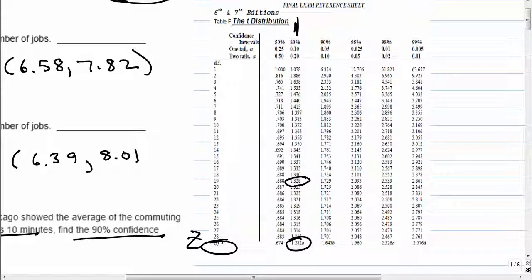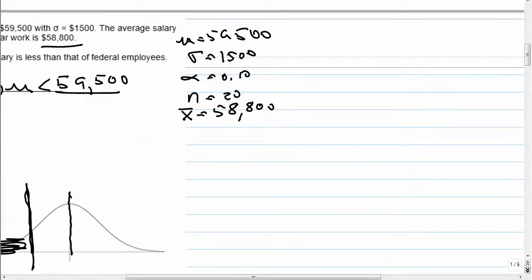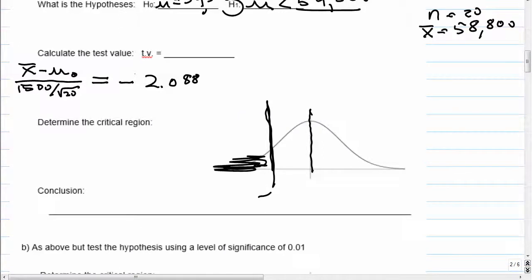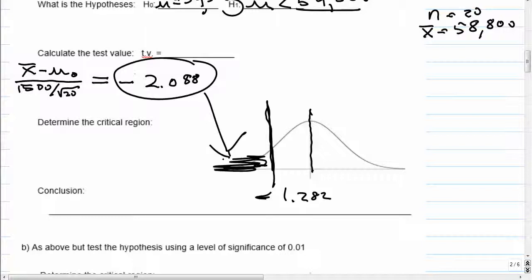So it's 1.282. So going back to our problem here. We know this here then is negative 1.282 because we're on the left side of the mean. So we're below it, so the z-score is going to be negative. So there's our critical region. If you look at your test value, it falls in the critical region.